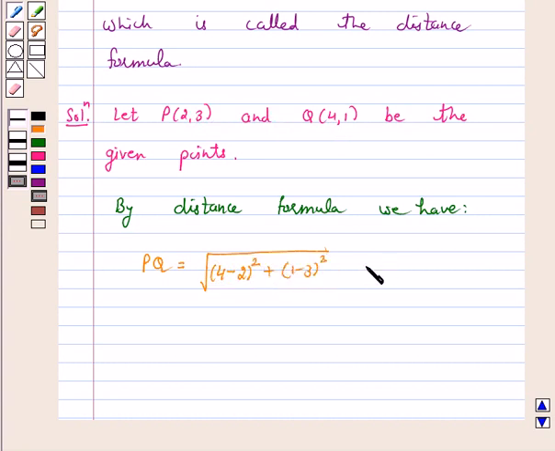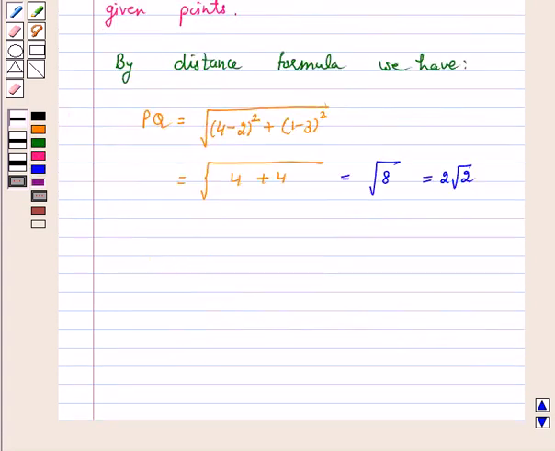Which is equal to 4 plus 4. So this is equal to root 8, which is again equal to 2 root 2. Hence the answer for this question is the distance between P and Q is 2 root 2.